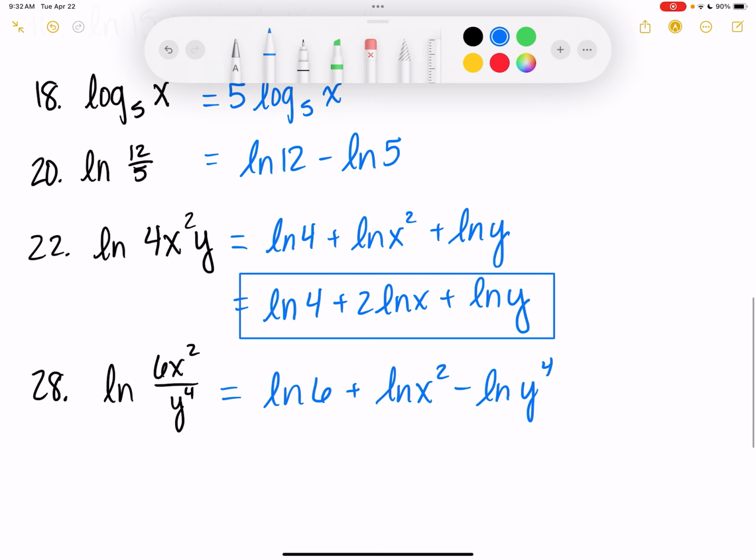Now I can do what you were trying to do and put the stuff out front, because it only goes out front of what it's directly touching. So that ln of 6 is not going to have anything in front of it. That one just comes down. Plus 2 ln of x minus 4 ln of y.